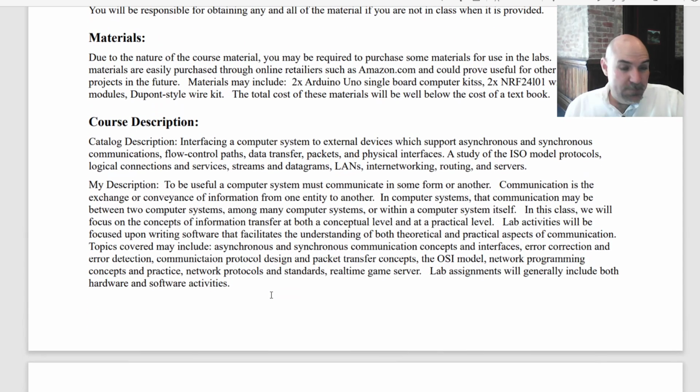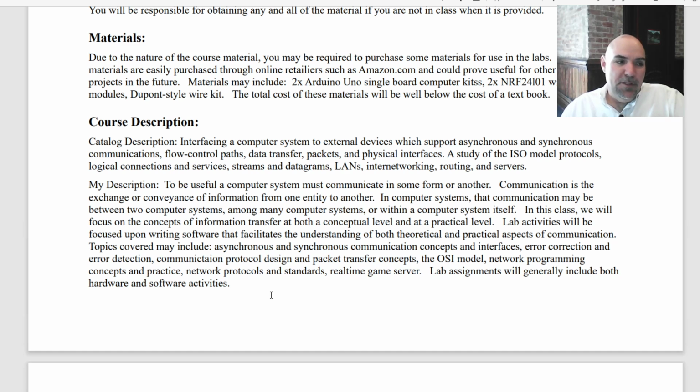All right, course description. Let's look at the catalog description, and then we'll talk about my description. So the catalog description says: interfacing a computer system to external devices which support asynchronous and synchronous communications. Flow control paths, data transfer packets, and physical interfaces, a study of the ISO model protocols, logical connections and services, streams and datagrams, LANs, internetworking, routers, and servers. Now, that's a very concise description that is in the catalog.